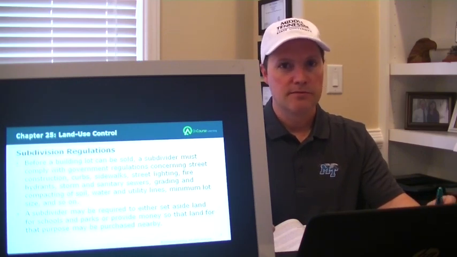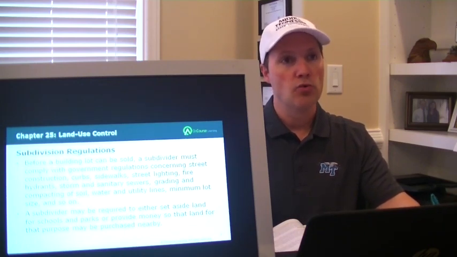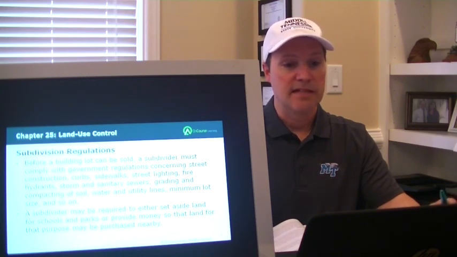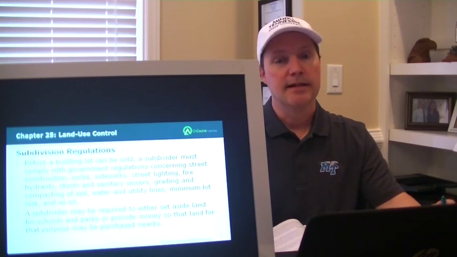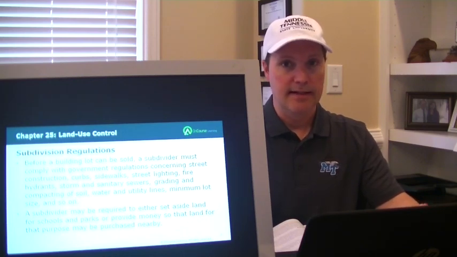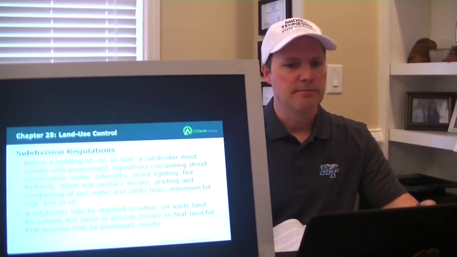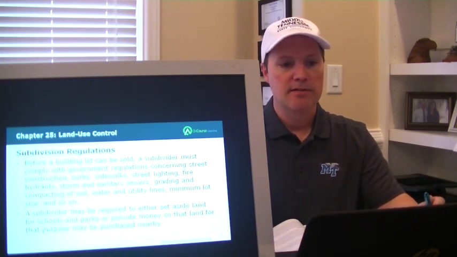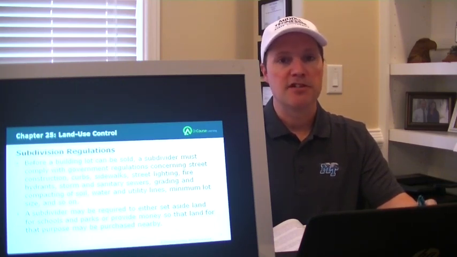Grading and compacting of soil, right? Water and utility lines, which people these days with the new neighborhoods, they do not want to see poles up in the air. They want everything underground, which I see everywhere. Underground utility lines, and that's actually better for storms also. Electricity usually doesn't get knocked out when you have underground lines. Very seldom it does. Minimum lot size, okay, so it has to be a certain minimum or maximum, and so on. A subdivider may be required to either set aside land for schools and parks or provide money so that land for that purpose may be purchased nearby. Okay?